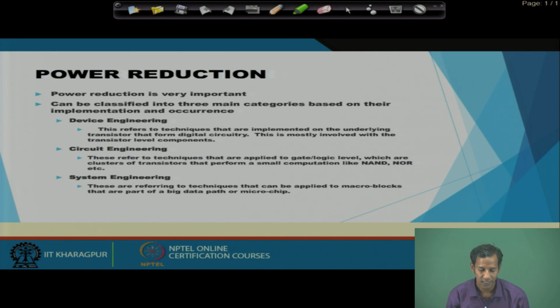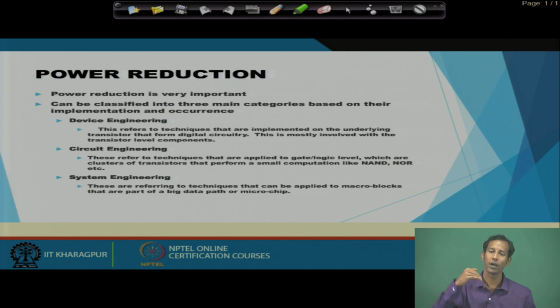Then circuit engineering refers to the techniques applied at the gate level or logic level, which are clusters of transistors that perform a small computation like NAND, NOR, etc. That means while you are designing the basic cell or the standard cell, you can apply circuit engineering, or the low power techniques.